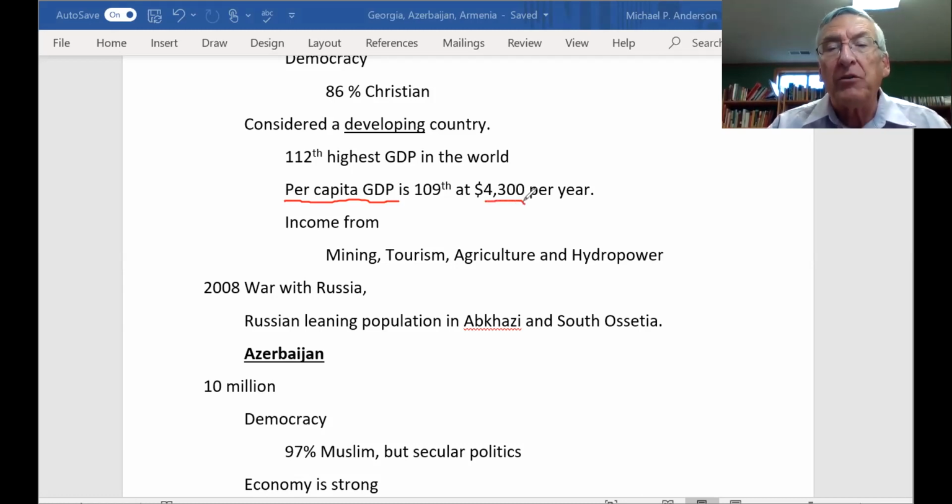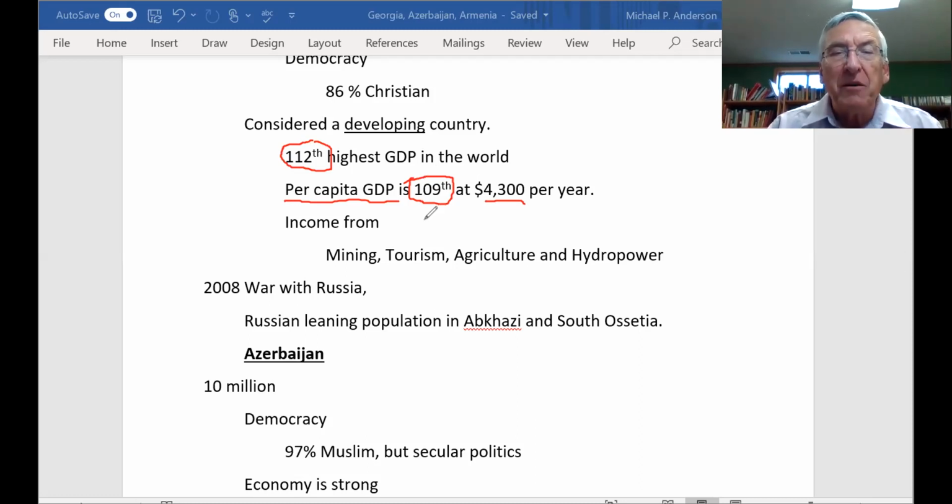They make $4,300 per year per person, okay? So they are only the 112th highest GDP in the world and only the 109th highest with the per capita GDP. With like 194 countries in the world, yeah, they're not in the top. So where's all this income coming from? Well, you can see mining, tourism, agriculture, and hydropower. Yes, there are countries that actually sell their electricity or use their hydropower and sell coal they otherwise would have burned or something like that.